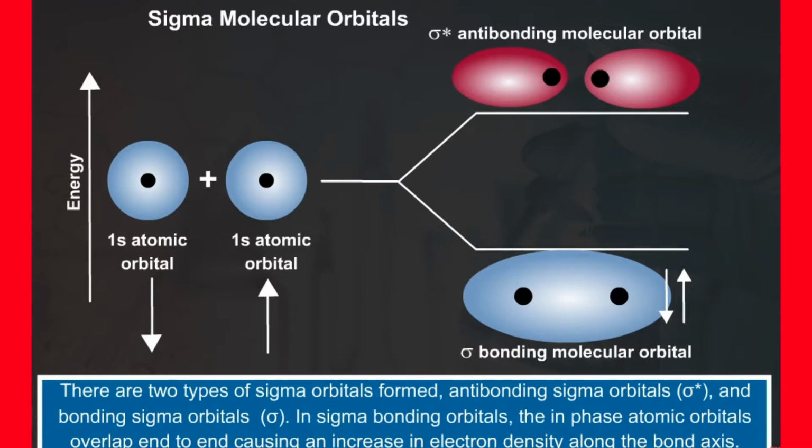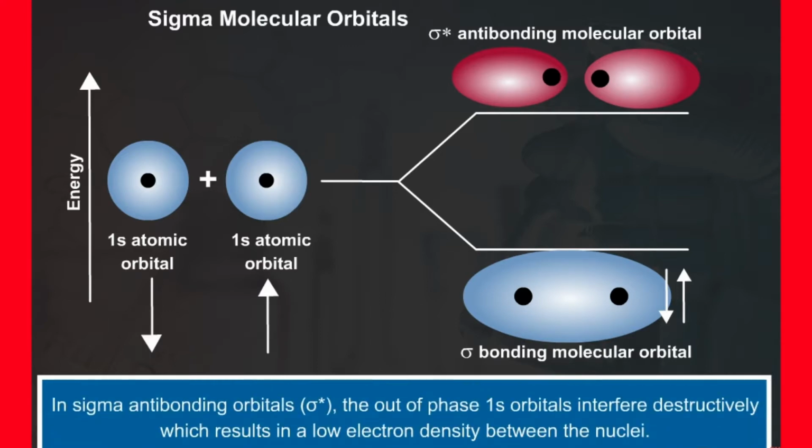In sigma bonding orbitals, the in-phase atomic orbitals overlap end to end, causing an increase in electron density along the bond axis. In sigma anti-bonding orbitals, the out-of-phase 1s orbitals interfere destructively, which results in a low electron density between the nuclei, as shown in the diagram.